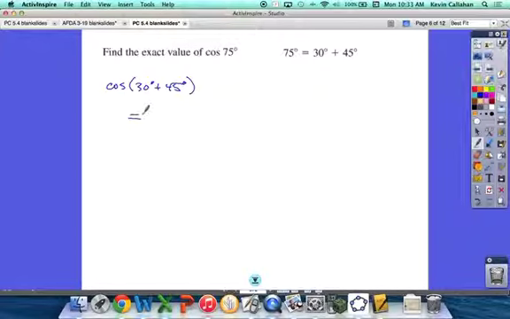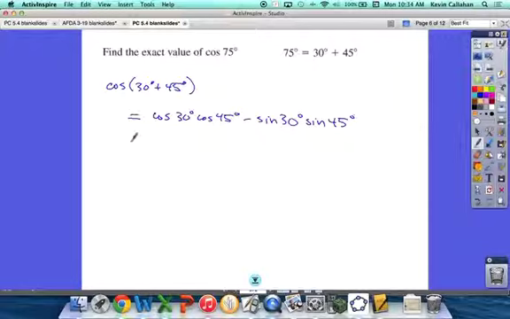Okay, remember the cosine formula, if it's a plus here, if it's the cosine of a sum, then there's a minus between the two terms. Cosine, cosine, sine, sine. Cosine of 30, cosine of 45, minus sine of 30, sine of 45. And those are all unit circle angles that we should know the coordinates for.